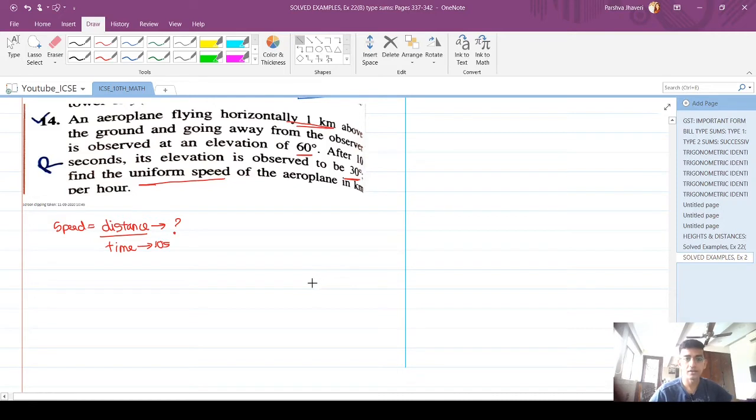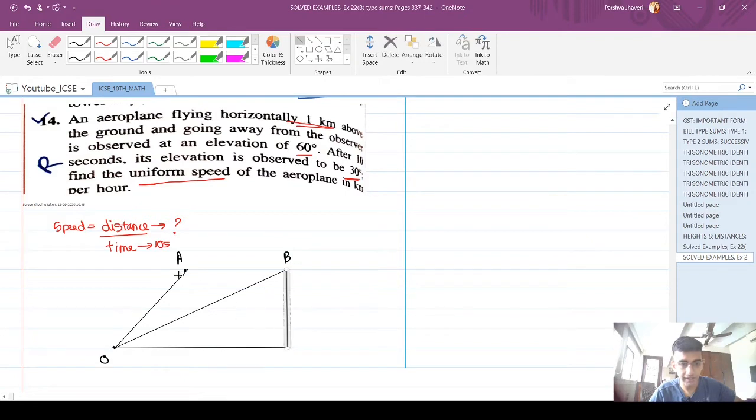So an aeroplane is flying horizontally 1 km above the ground going away from observer. First, I'll mark my observer always. Let's mark my observer over here. So first let's say the aeroplane was here at this point A. Then after 10 seconds, it was observed at this point B. Now let's just connect all the lines. They've said he was going in a horizontal path, the aeroplane. Make the ground, connect this straight down, connect this straight down.